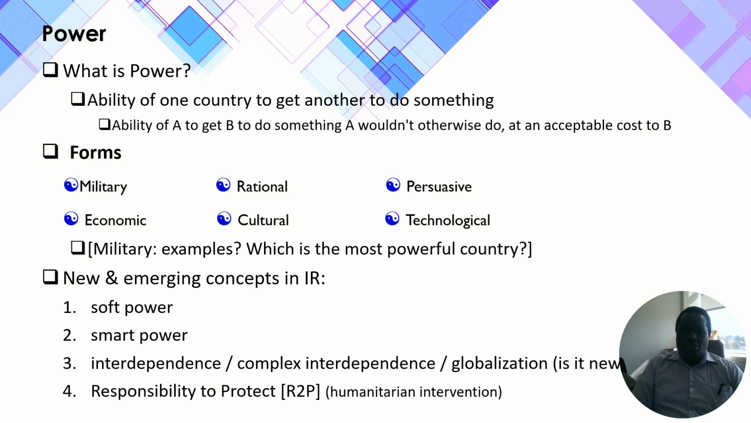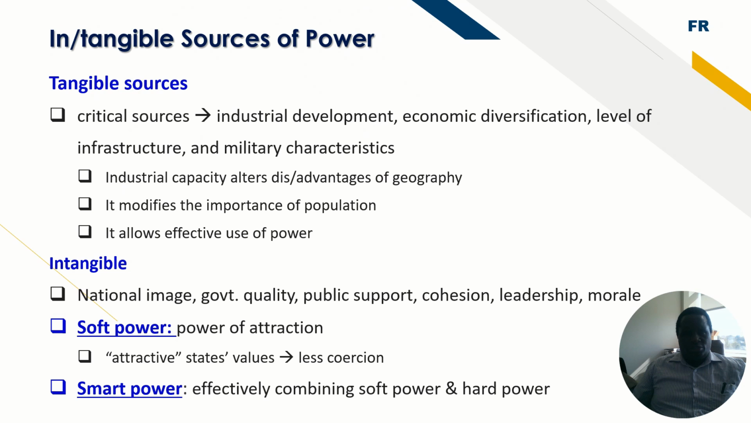But we also see new emergent concepts. For example, soft power, which, contrary to hard power, doesn't seek to utilize the military. There's smart power, which is often seen as a mix of both soft power and hard power. Keohane and Nye talk about interdependence or complex interdependence, which is also meshed into globalization. But we also see, and maybe this is not the same kind of concept, the responsibility to protect. In other words, the conception of the state and its obligations.